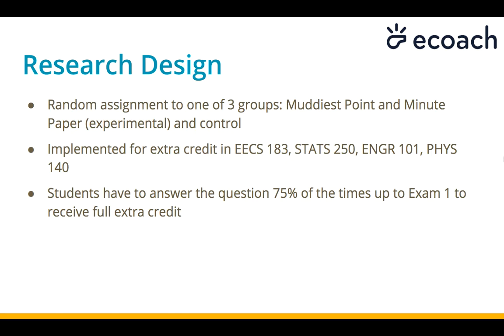Students have to answer the question that they're assigned to based on whatever group that they're in 75% of the times leading up to exam one to receive full extra credit. So I want to clarify that 75% of the times may look different for EECS 183 and Stats 250, because maybe EECS 183 has 6 weeks leading up to exam one, but Stats 250 has 5. So the amount of times that students will participate in the intervention will vary per class, but we set 75% as a number because we wanted to make sure that we're getting enough responses to go off on.